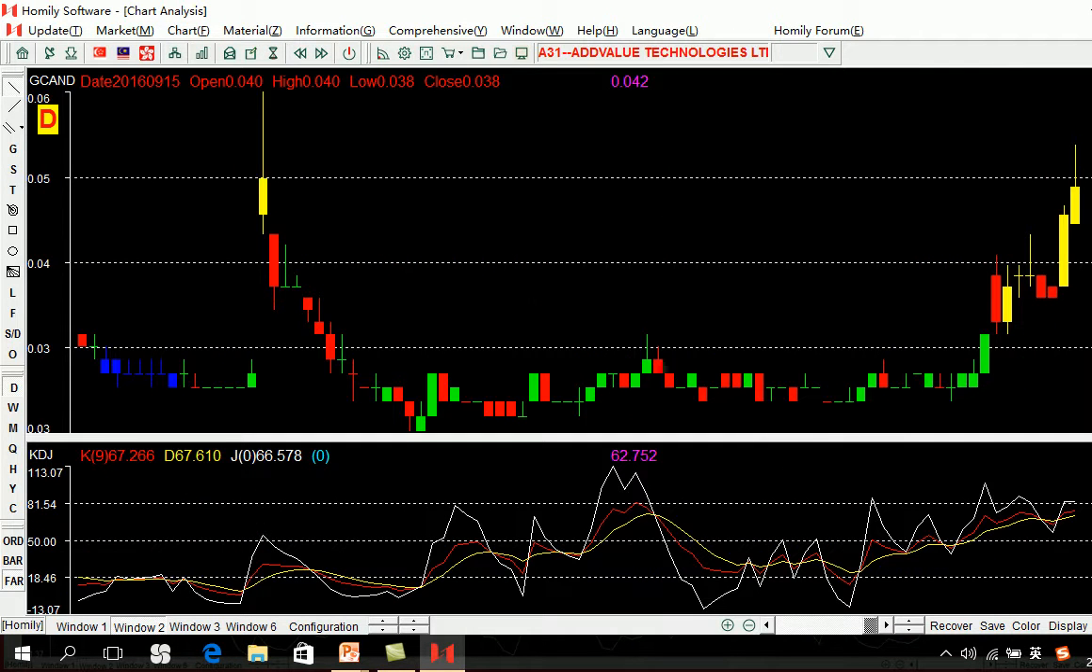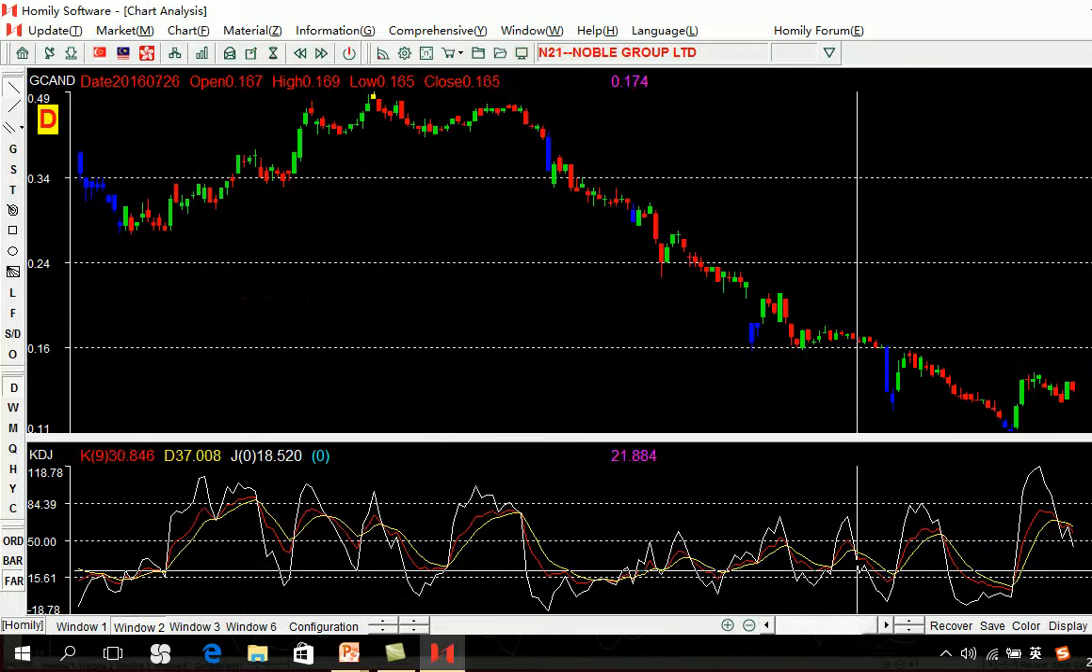Is this share good or not? We can see the share has been sideways for a long period, okay? Then here it breaks upward through the sideways area. Then we can see the next one and how to judge.